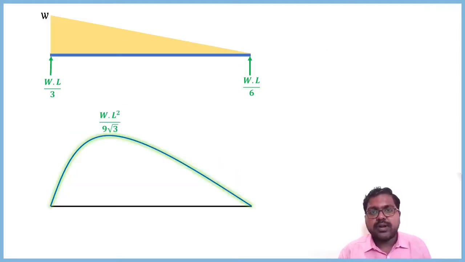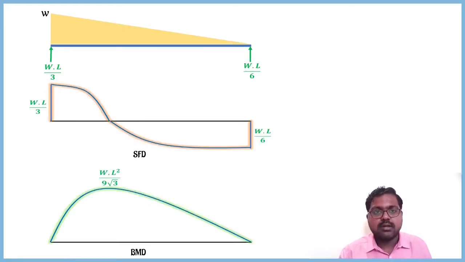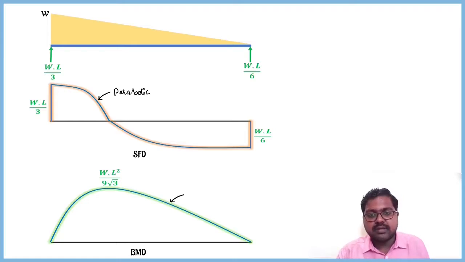So this is the bending moment diagram. If you see all together, this is the shear force diagram and the bending moment diagram. Here the shear force diagram curve is parabolic in nature, and the bending moment diagram curve is in a cubic parabolic path. So this is for case 3.